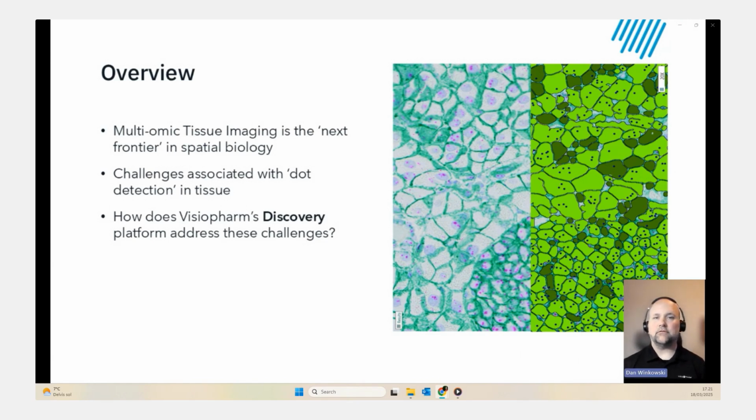As many of you know, multi-omic tissue imaging is rapidly advancing, allowing us to analyze gene expression in spatial contexts. One of the persistent challenges in multi-omic tissue analysis is dot detection, the process of assigning RNA-ISH signals to individual cells. If we can't define precise cell boundaries, we risk drawing inaccurate biological conclusions.